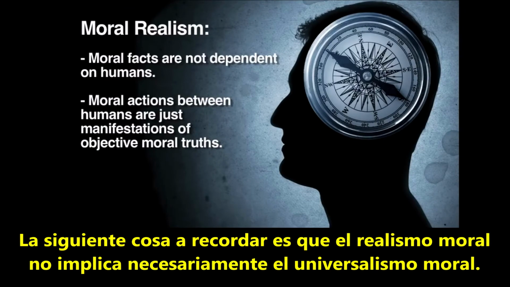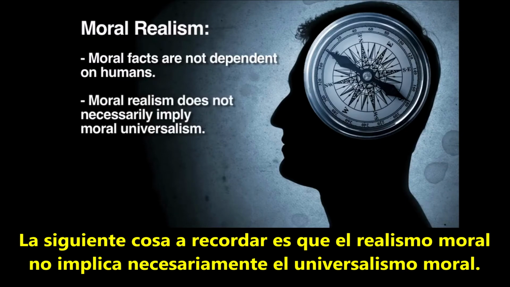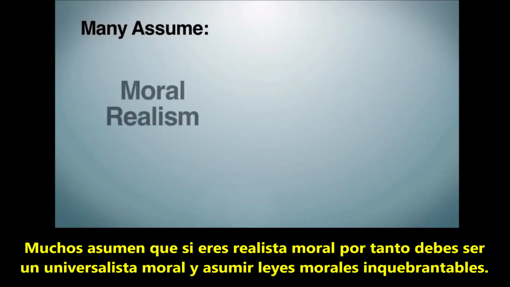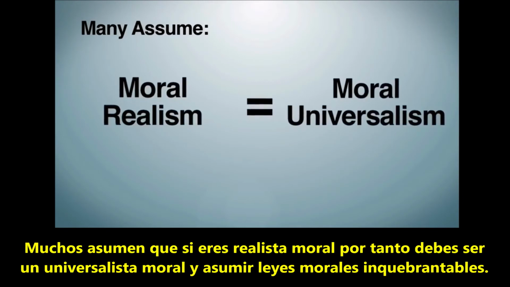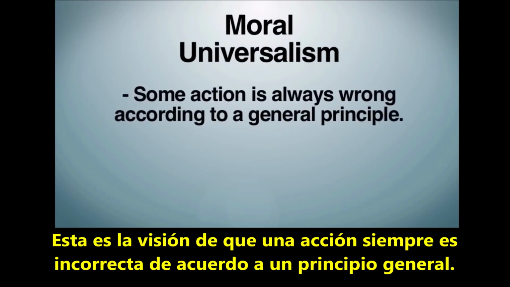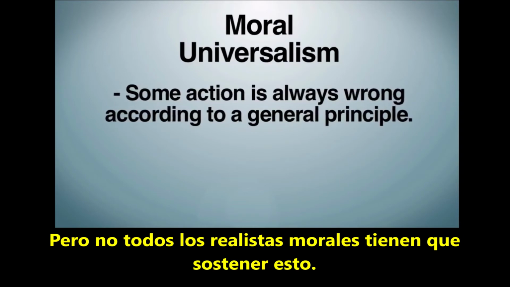The next thing to remember is moral realism does not necessarily imply moral universalism. In my experience, this is one of the biggest confusions. Many assume if you're a moral realist, then you have to be a moral universalist and assume unbreakable moral laws. This is the view that some action is always wrong according to a general principle, but not all moral realists have to hold to this.